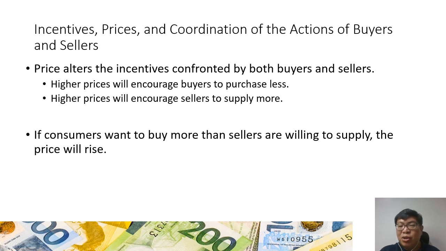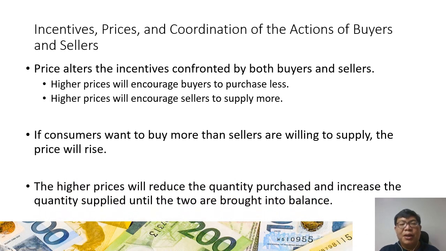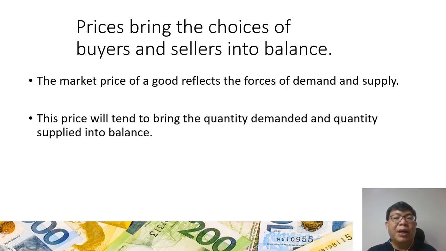As I mentioned in the earlier video, some laws of economics are natural, right? So higher prices will reduce the quantity purchased and increase the quantity supplied until the two are brought into balance. Price becomes the incentive mechanism for both the buyers and the sellers. That's why incentives are really important. So prices bring the choices of buyers and sellers into balance.